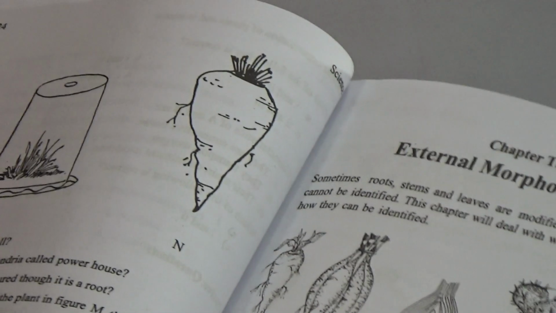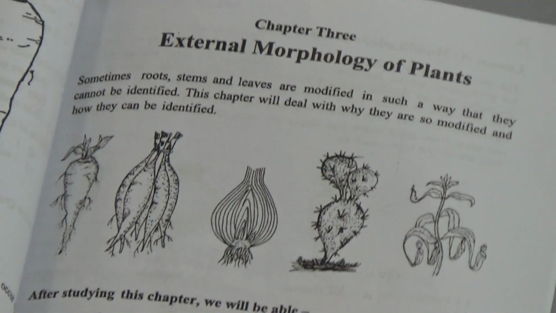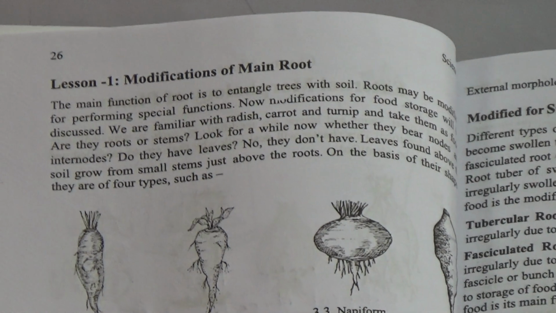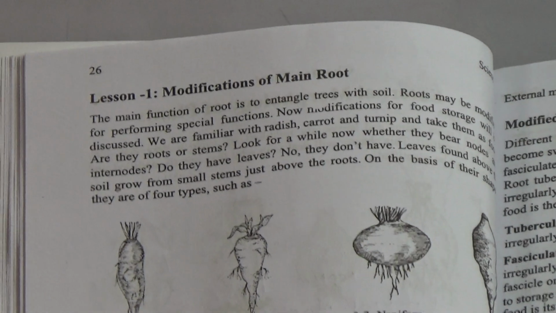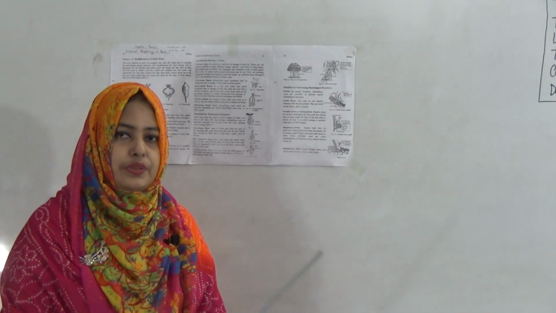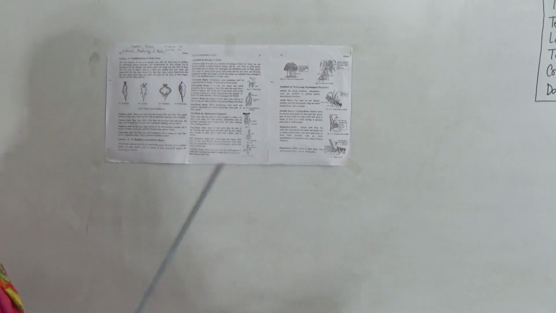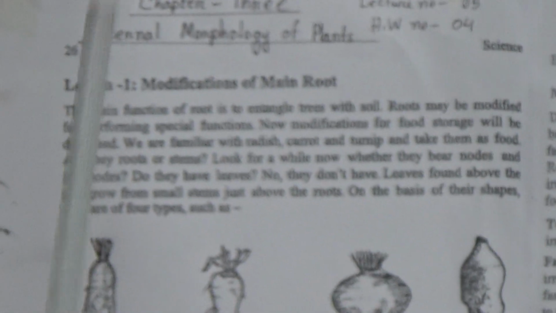And this is your science book, and today's our topic is here, chapter 3, external morphology of plants. Today we will start from here, page number 26. Let's start today's class. You can see here is lesson 1, modification of main roots.